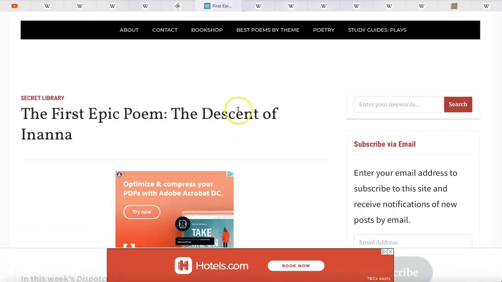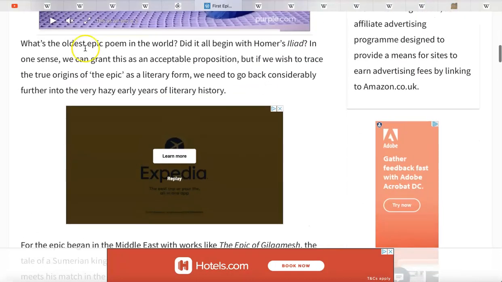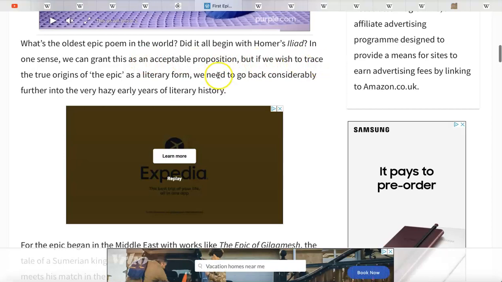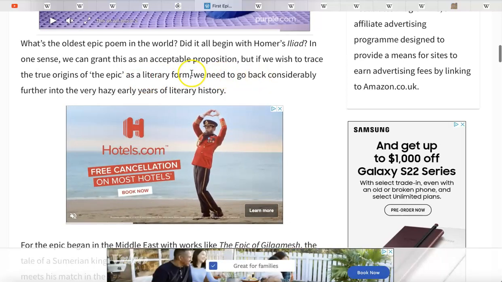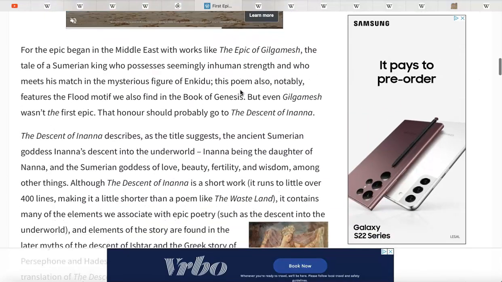And here's another one. The first epic poem, The Descent of Inanna. I'm going to provide this link for you. You can look through this. Dr. Oliver Turl travels back over 4 millennia to find the oldest surviving epic poem. Wow. What's the oldest epic poem in the world? Did it all begin with Homer's Iliad? In one sense, we can grant this as an acceptable proposition, but if we wish to trace the true origins of the epic as a literary form, we need to go back considerably further into the very hazy early years of literary history.